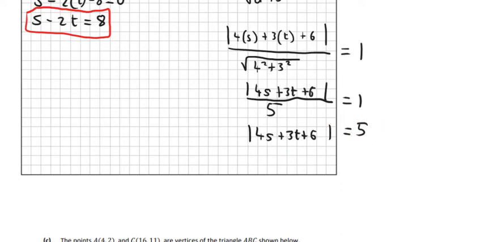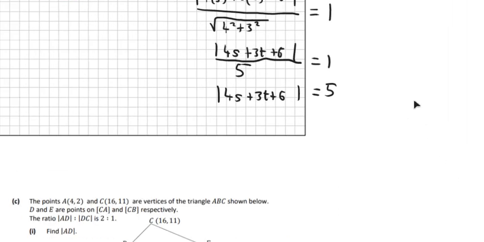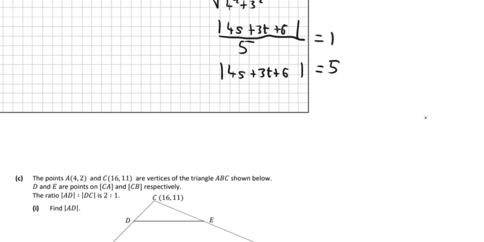So an easier way, because it's absolute value signs, you can just take the 2 options. What's inside there, 4s plus 3t plus 6, has to be either positive or negative. So you get 2 options then, so either minus 4s plus 3t plus 6 is equal to 5.